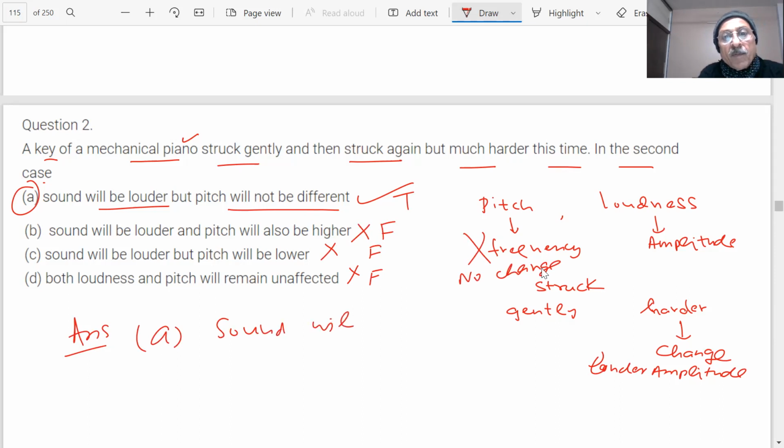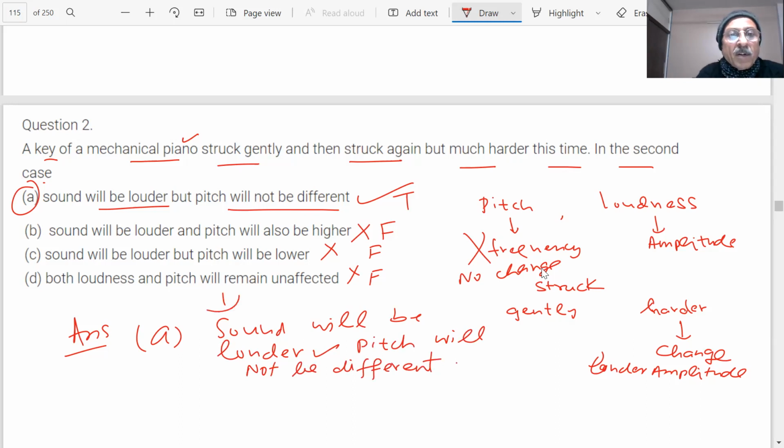Sound will be louder. Okay? Because amplitude is increasing. Pitch will not be different because frequency is not changing. Okay.